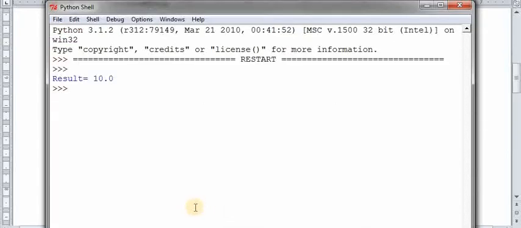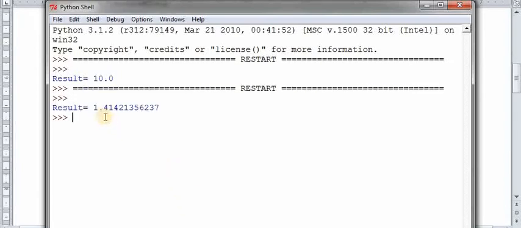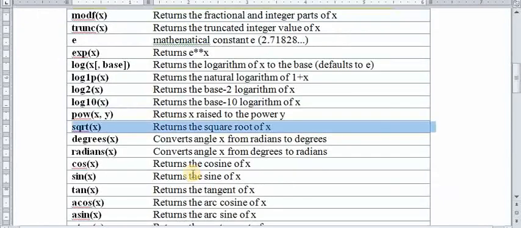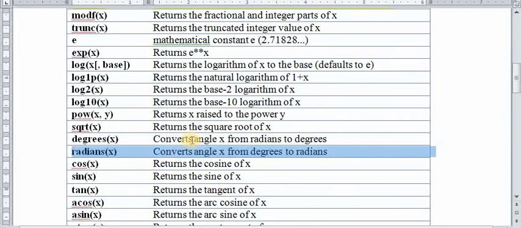Control S and 5. Okay, so it will return 1.414 and so on. So this is the square root function, and the next function is degrees. What does this function do? It converts angle x from radian to degrees. Suppose you have a value in radian, and this function will convert the radian value into degrees.